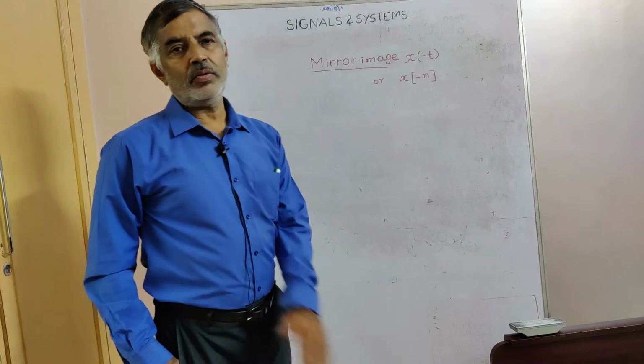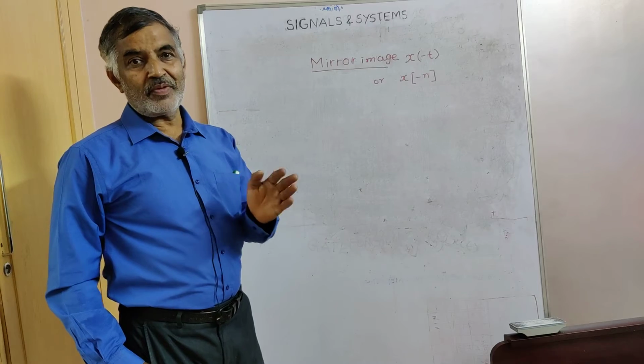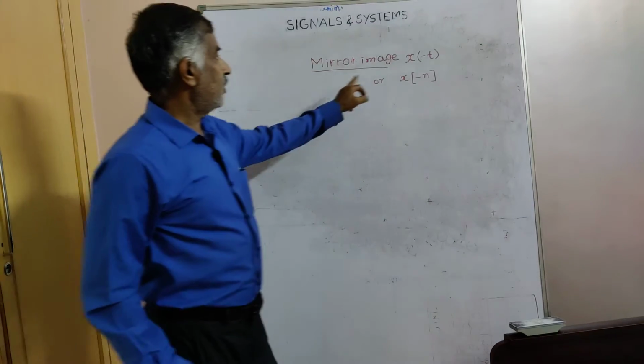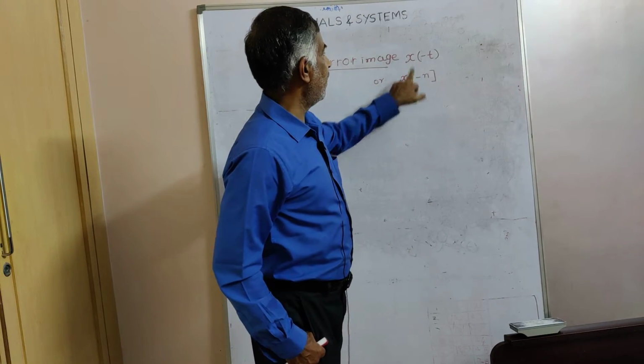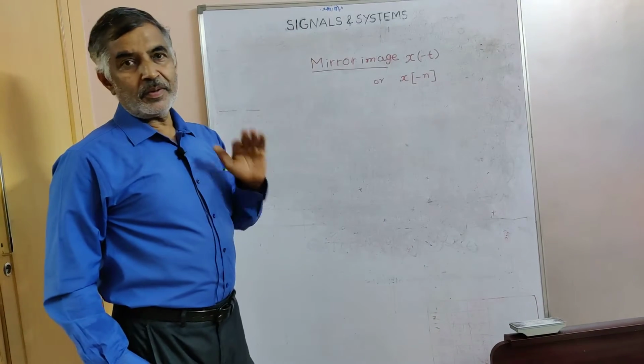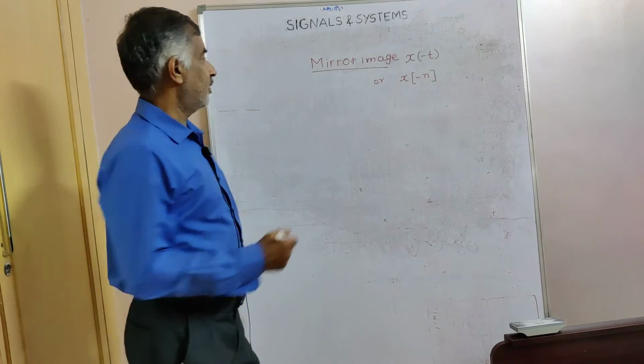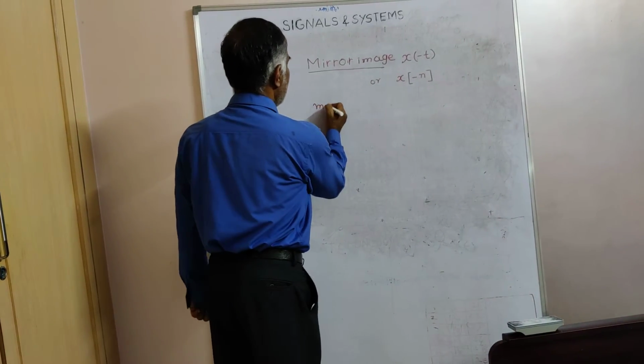So we were going through even and odd functions. Now there comes one technique. There comes a term like x of minus t, x of minus n. This is a technique. This is what is called mirror imaging.